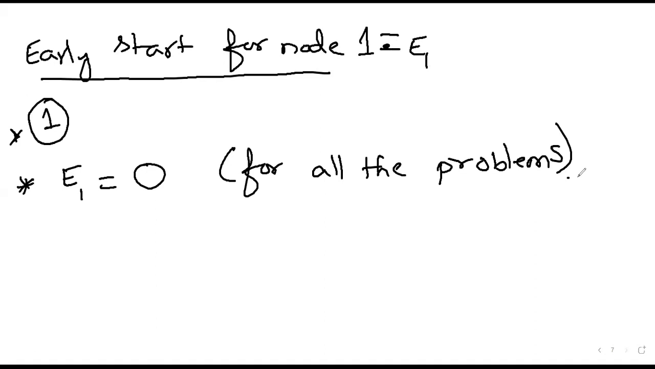That means what? You are starting the first activity on the 0th day. When you actually solve this problem, you'll understand why E1 is considered as 0. You are starting this at the 0th second or 0th minute or 0th day. You're starting the first activity, that is, the activity of setting up the sales office at the 0th point of time. This is not only for this problem, for every problem this is the same case.